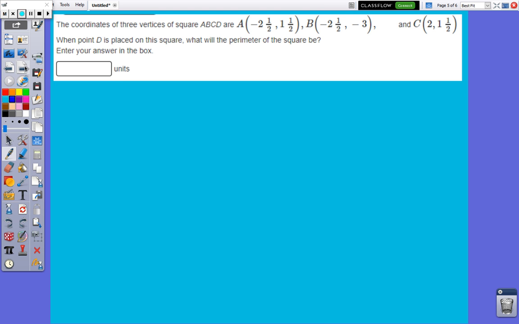Next question. The coordinates of 3 vertices of a square ABCD are A is negative 2.5, 1.5, B negative 2.5, negative 3. And C 2, 1.5. When point D is placed on a square, what will the perimeter of the square be? Well, first of all, it's a square. All sides are congruent. So really, I just need to find the length of one side and then multiply it by 4. I'll look at A and B.